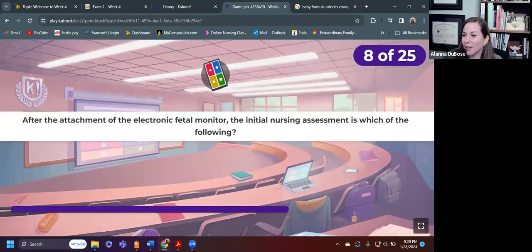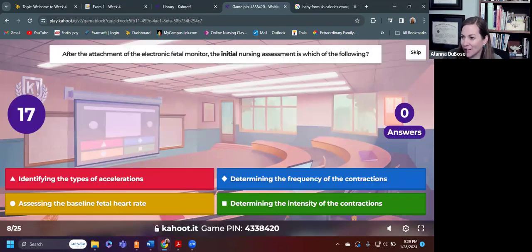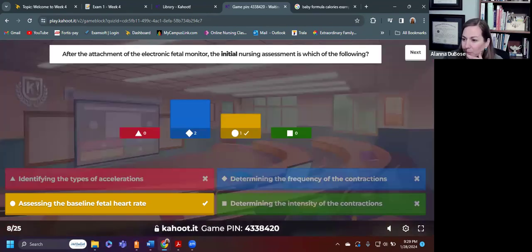After the attachment of the electronic fetal monitor, the initial nursing assessment is which of the following? Red, identifying the types of accelerations. Blue, determining the frequency of contractions. Yellow, assessing the baseline fetal heart rate. Green, determining the intensity of the contractions. So, what is the initial nursing assessment when you put her on the monitor? Okay, so yellow, assessing the baseline fetal heart rate, is the answer.